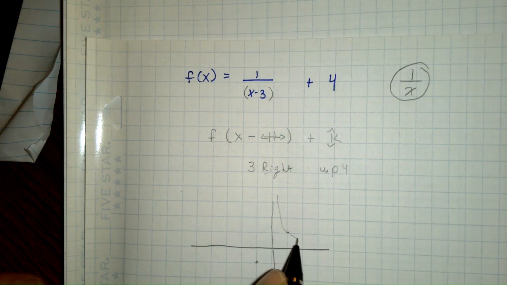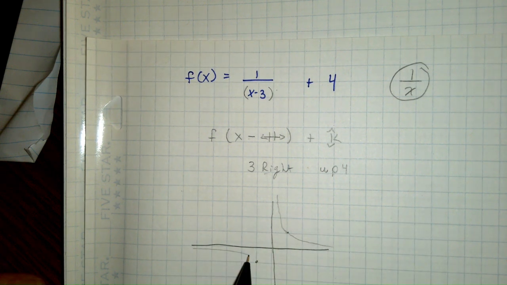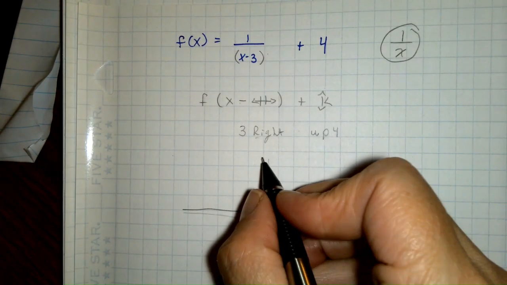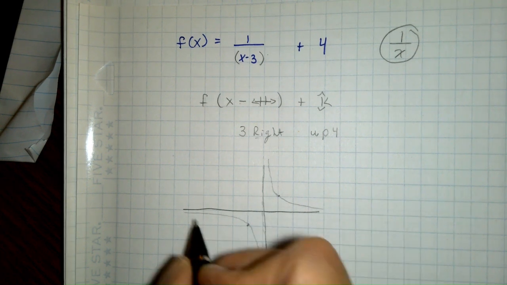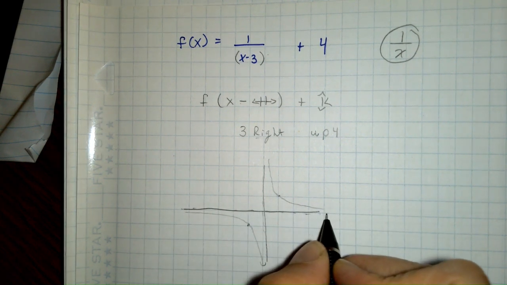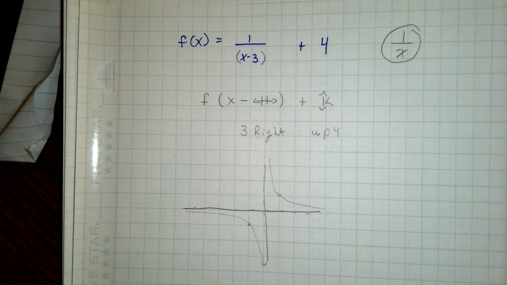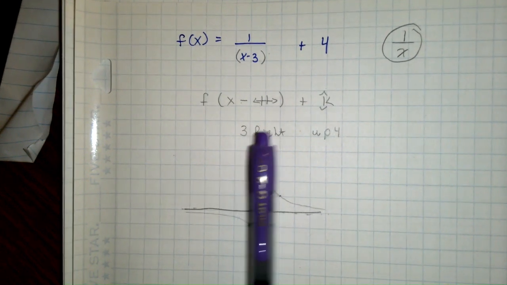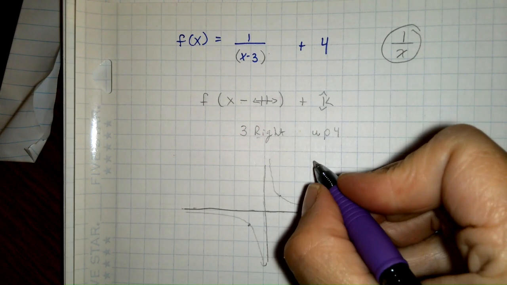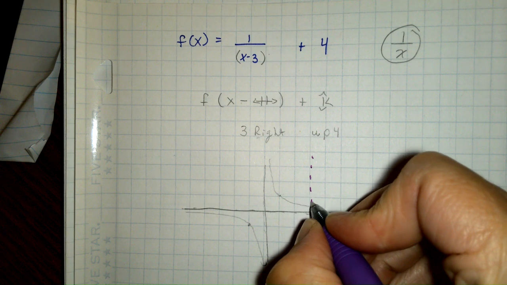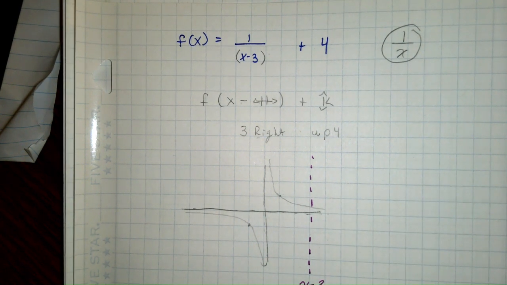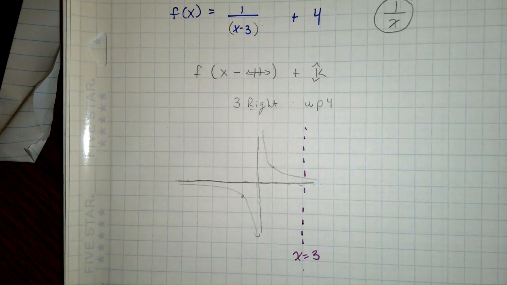So I've traced it very lightly here. Okay, that was our graph for 1 over x. And we had this asymptote, right? Well, our asymptotes are going to move as well. So instead of my vertical asymptote being at 0, it's going to go 3 to the right. It cuts through x equals 3. And then 4 up.